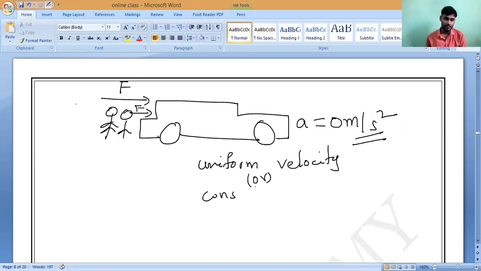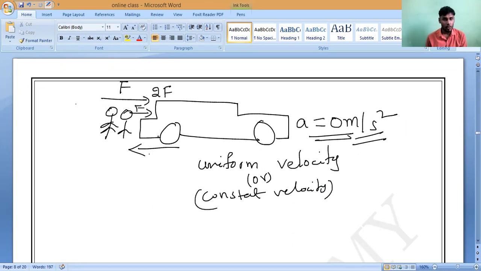We can call it constant velocity. Whatever force they are applying is not sufficient to overcome the frictional force. That is why acceleration equals zero. What is the frictional force here? The force applied is equal to 2F, so the frictional force is also 2F.